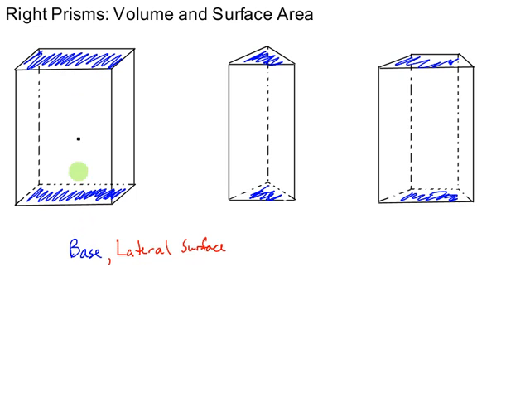The bases are exactly the same polygon. It could be any polygon: rectangle, triangle, trapezoid, parallelogram, anything. And the reason these are called right prisms is because the base polygons are perpendicular to the walls. These are all 90 degrees. So in other words, the two bases are directly above and beneath one another.